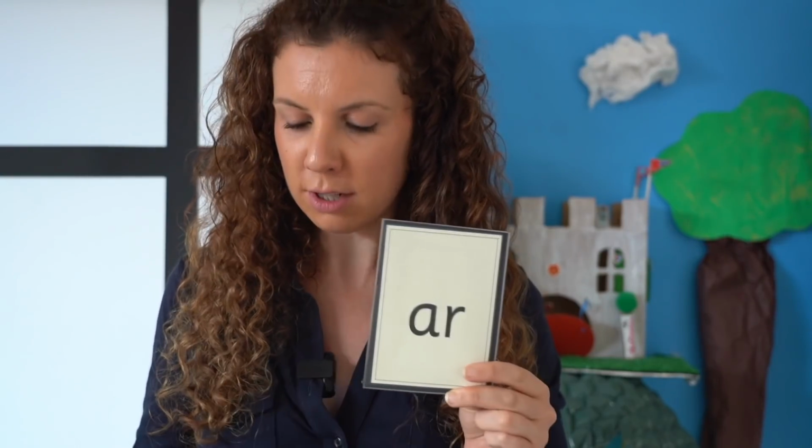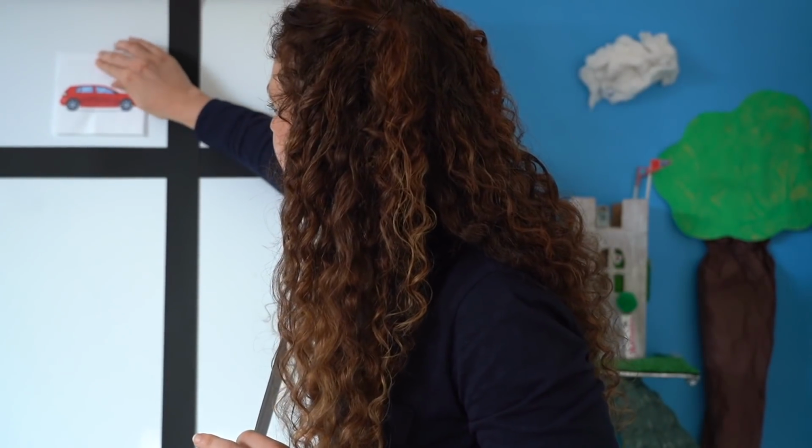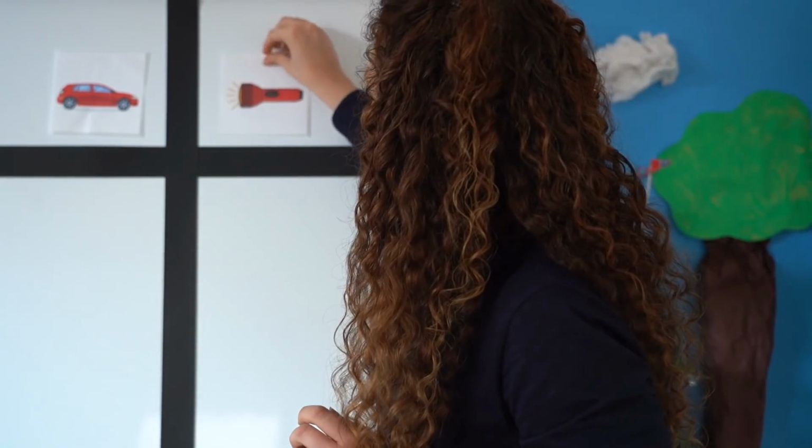Now let's read some words with graphemes we already know and play a little game. Let's sort the words. Do they have an R sound like car? I'm going to put my car up here. Do they have an OR sound like in torch? Put my torch up here.